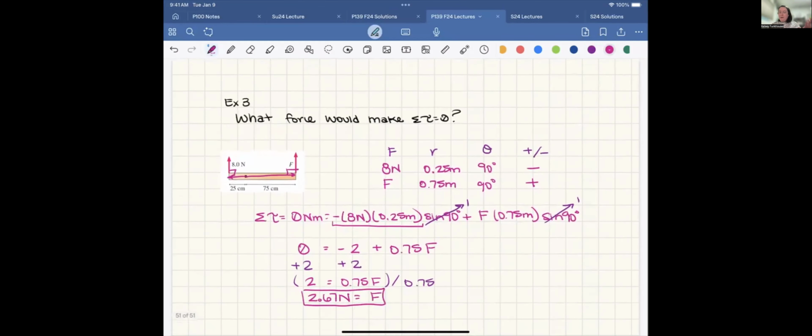Okay, so yeah, that one is just to give you a taste of solving for things when the net torque is 0, just like how we solve for things when the net force is 0. And that's all we have for this one.